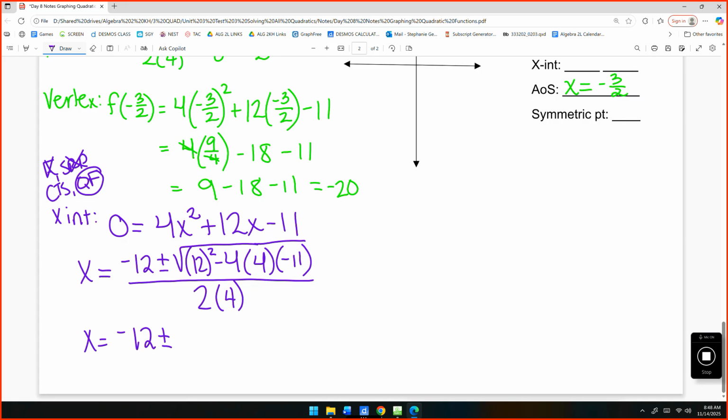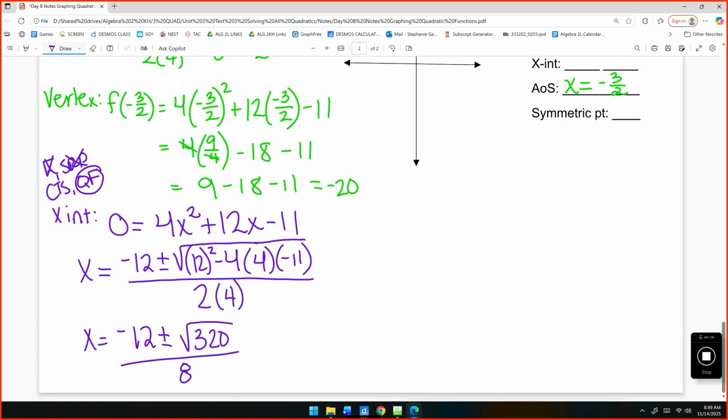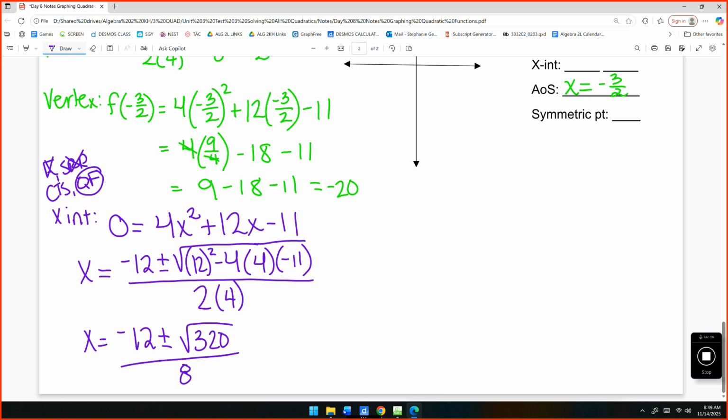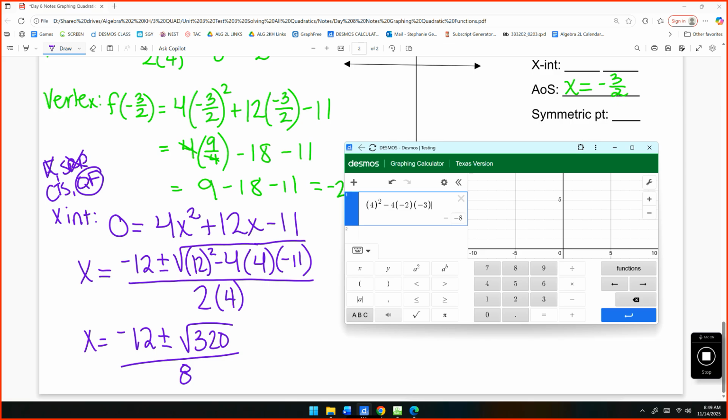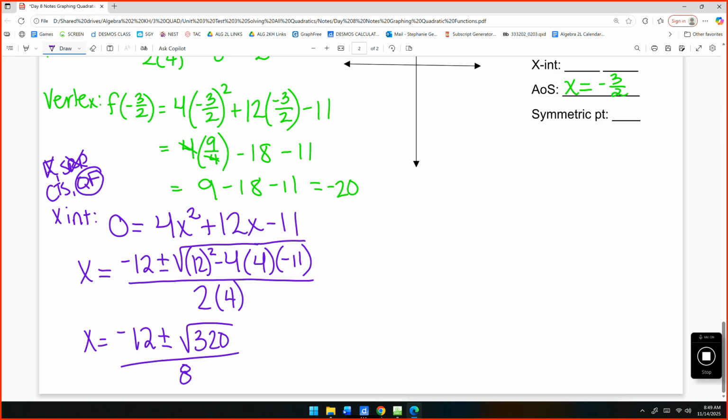Okay, I calculated that last period. I'm pretty sure it's 320. It's 320. Take my word for it. 320 all over 8. And then, yeah, we are going to have to simplify that. Okay, so I feel like this might divide by 64. So I'm trying to find the largest perfect square factor inside of 320. And it does. So 64 is the largest perfect square factor.